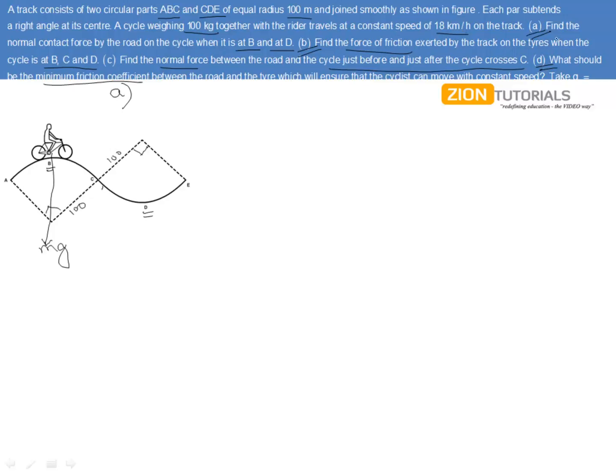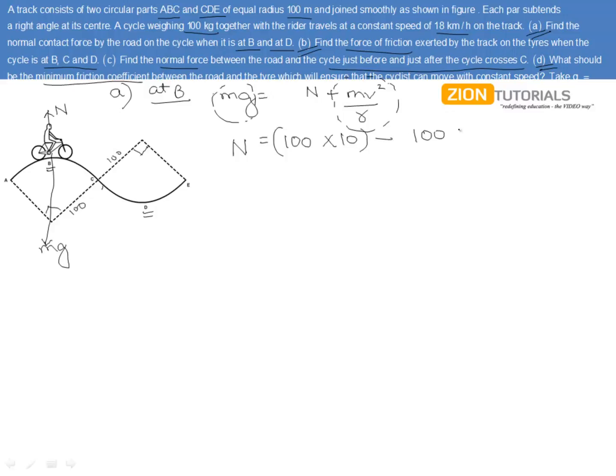Starting with part A, in which we need to find the normal contact force by the road on the cycle when it is at B and D. Forming the equation, at B, I have mg equals a normal reaction plus mv square by r, because this will be the centripetal force, which will be equal to the total force towards the center, which is mg, minus the total force in the opposite direction, that is normal, bringing that to the right hand side, which becomes plus N. Putting the values over here, we get N equals 100 into 10 minus 100 into 25 over 100, giving us a value of 975 newtons.